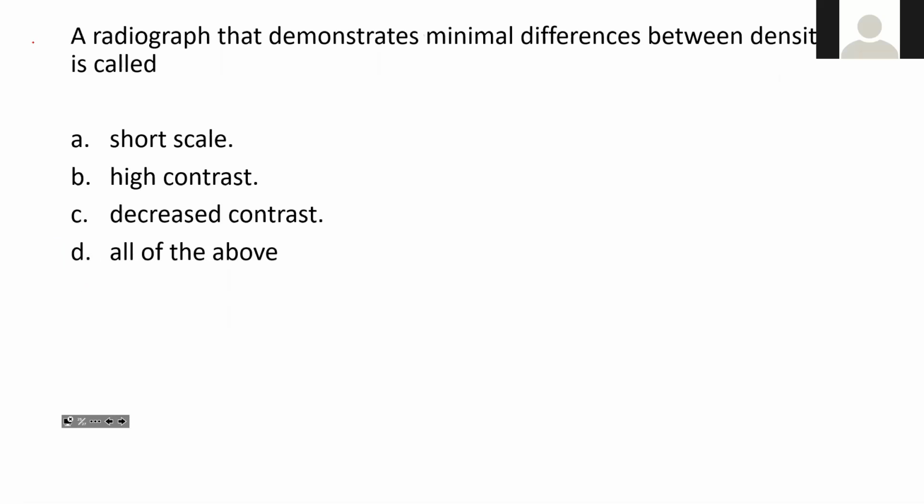A radiograph that demonstrates minimal differences between densities is called, minimal differences, okay? Here's high contrast, black, white, and stretch them out, black, white, and then we have all these steps of gray in between. That's long scale, okay? What's another name for long scale contrast? Decreased contrast. Short scale and high contrast would be increased contrast.